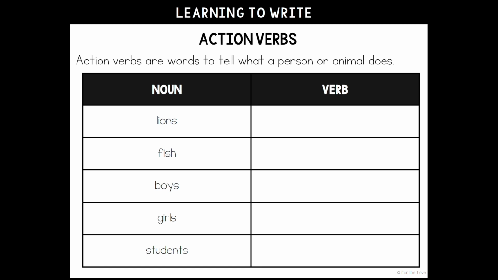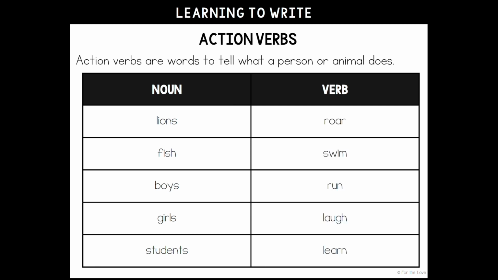Now, kids can definitely be silly and say lions dance and fish talk. It's really up to you how serious you want them to be with the exercise. What we really want students to see here is that to make a complete sentence, they need to have a noun, a person or animal or thing doing something. That's the action verb. These two parts put together make a complete sentence.